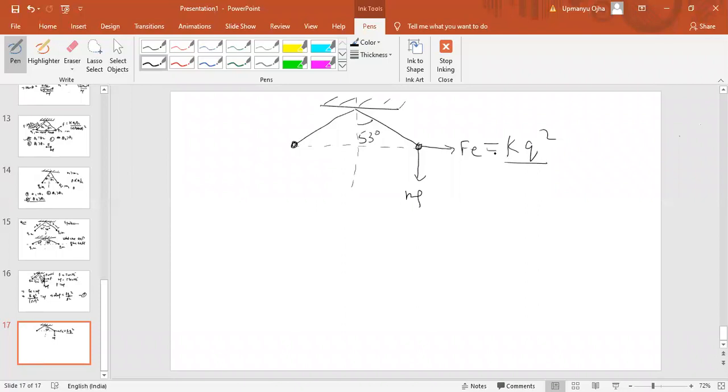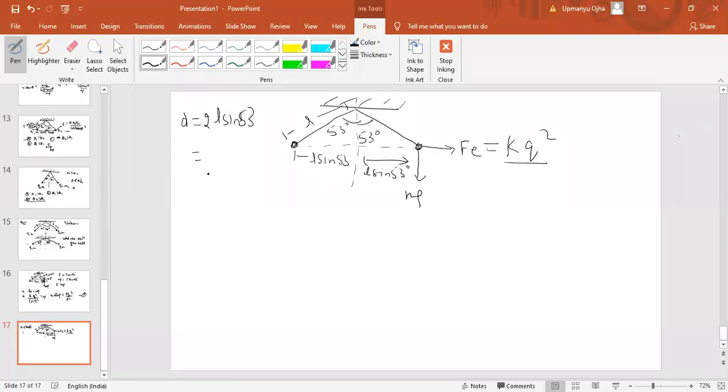Now, what is the distance now? If you look at this case, this is length L. This angle is 53 degree. What is the value of this? That is L sine 53. This will again be L sine 53, which means the distance between the 2 point charges will be D equal to 2L sine 53.